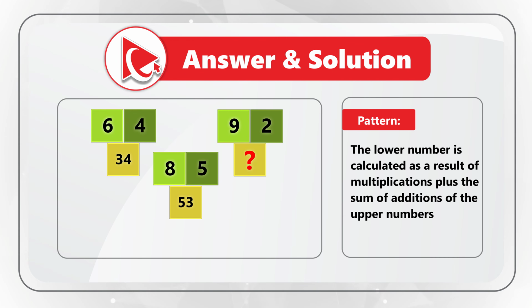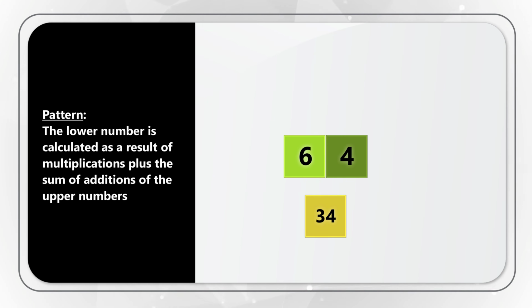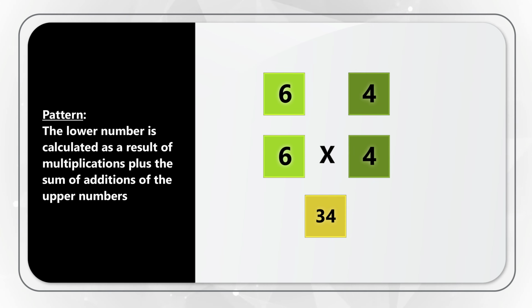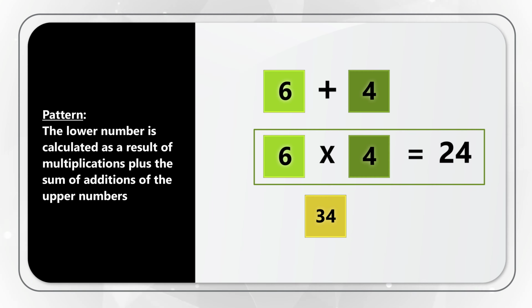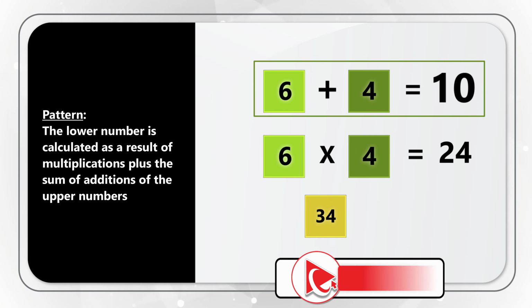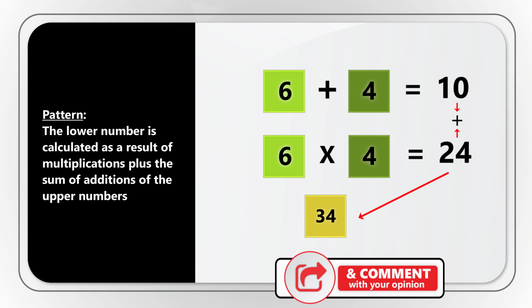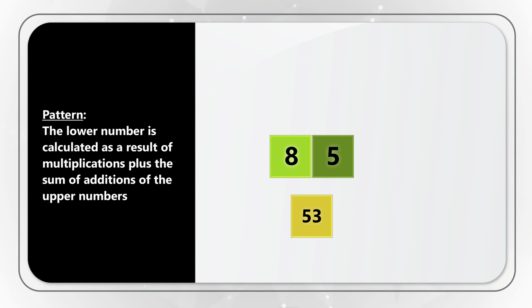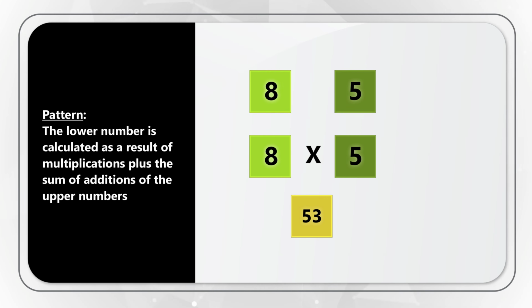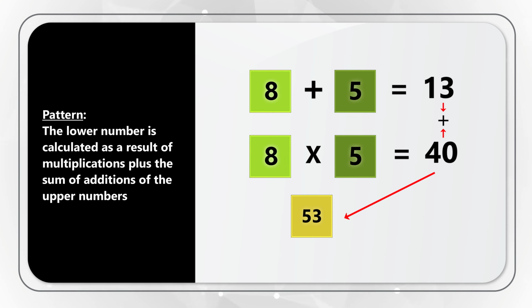I think there is a very interesting and unusual pattern here between the top 2 numbers and the bottom number. In fact, the lower number is calculated as a result of multiplications plus the sum of additions of the upper numbers. Let's look at the example. For example, the first set of numbers is calculated as 6 multiplied by 4 plus sum of 6 and 4, which would equal 24 plus 10 and equals 34. The next set of numbers is calculated as 8 multiplied by 5 plus sum of 8 and 5, which would equal 40 plus 13, which would be equal to 53.